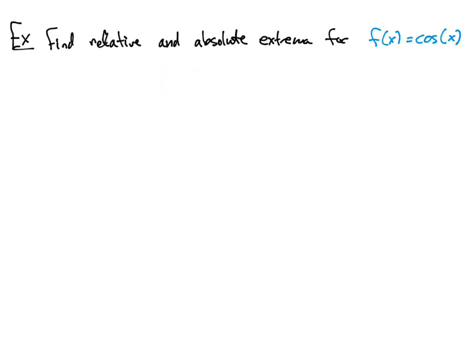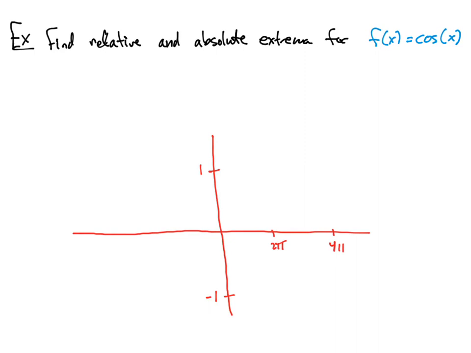So let's look at one last example in this video, and it says to find the relative and absolute extrema for f of x equals cosine of x. So I'm just going to graph this by hand here, kind of zoomed in. So this is +1, this is -1. The period for cosine is 2 pi, so I'm going to mark off a couple period lengths here. And let's keep going. Let's say -6 pi, and then +6 pi over here.